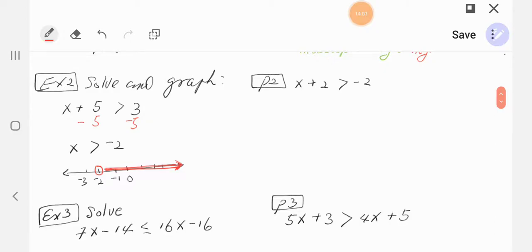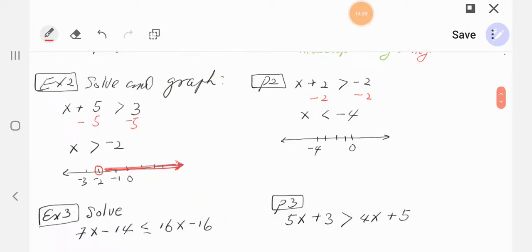Okay, problem 2. It's the same thing. This is x plus 2. So to move this plus 2, we do what? Minus 2. Negative 2 is a negative number, but we don't change the symbol. Why? We are not multiplying or dividing. We are just adding and subtracting. So the symbol stays. So x is less than negative 4. That's the solution. So x is all the numbers less than negative 4. Negative 1, negative 2, negative 3, negative 4.